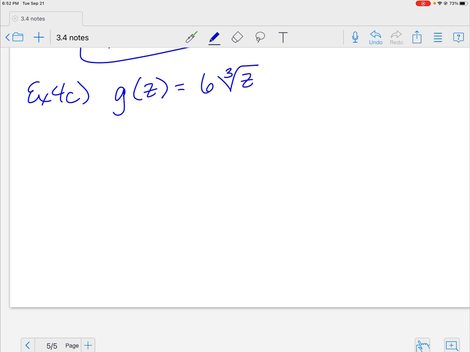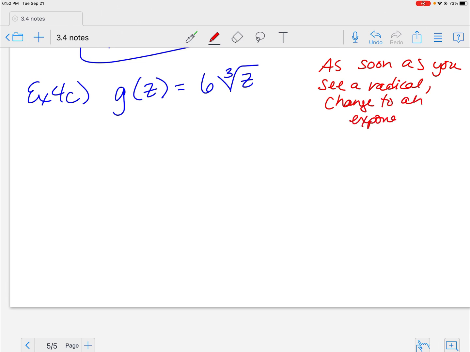Now tell me things. As soon as you see that radical, what are you doing? Change that to an exponent. As soon as you see a radical, change it to an exponent, then do work.